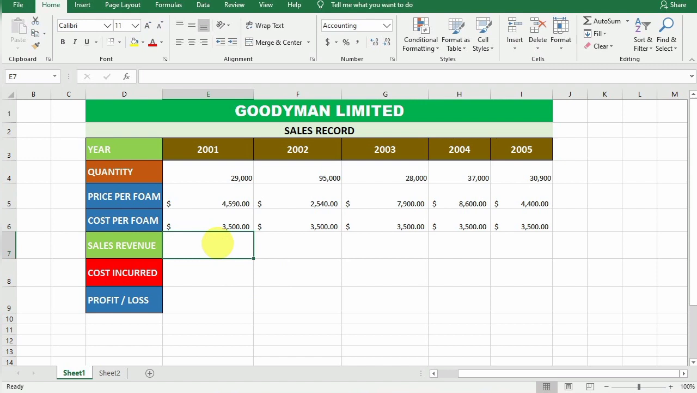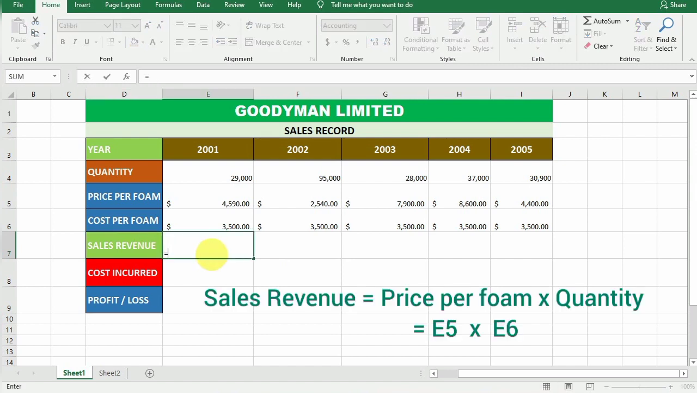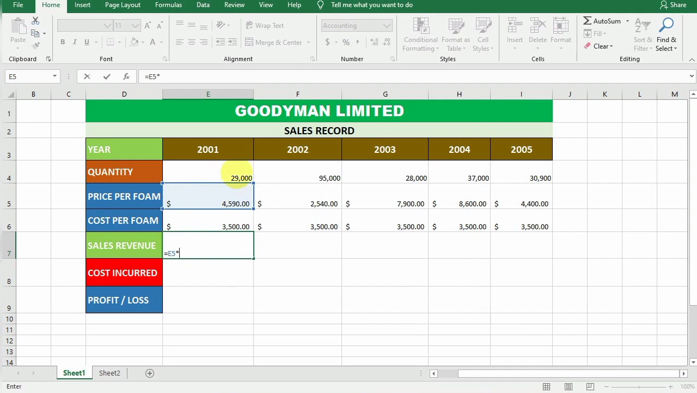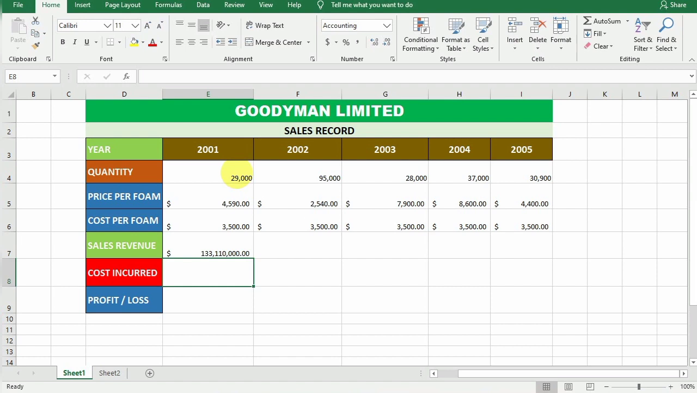Our first calculation will be on sales revenue. Sales revenue is gotten by multiplying the price per foam by the quantity. So this is going to be the price per foam, multiplied, Shift 8, you all know that, by the quantity. If you press enter, bam, that is the sales revenue.